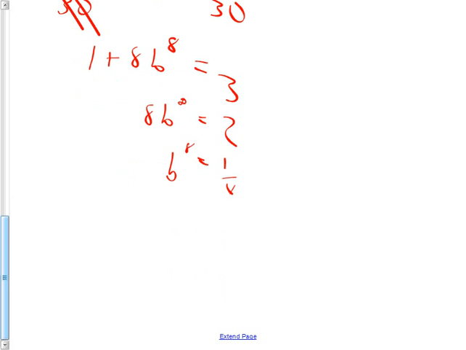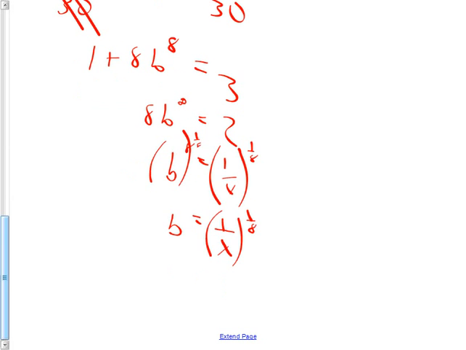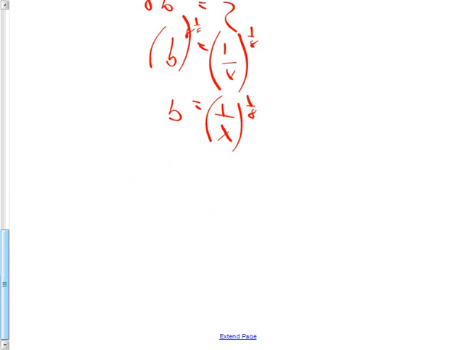I'm getting close. And then b is equal to, I'm going to put both of them to the power of 1/8, and I have 1 over x to the 1/8 power. That is pretty awful. You could leave it like that, but I'm going to make it like this. x to the negative 1 is the same as 1 over x, right? To the 1/8, and that's the same as x to the negative 1/8.